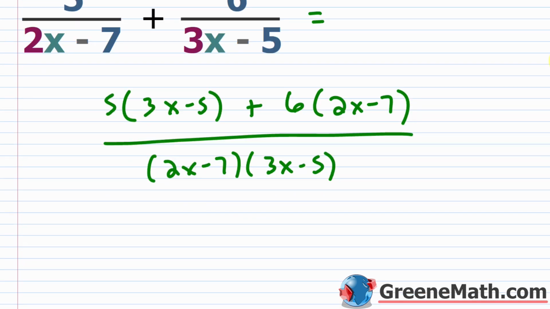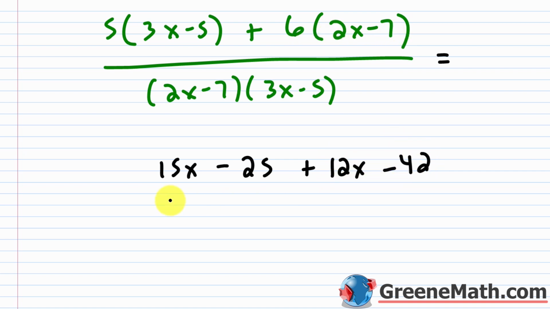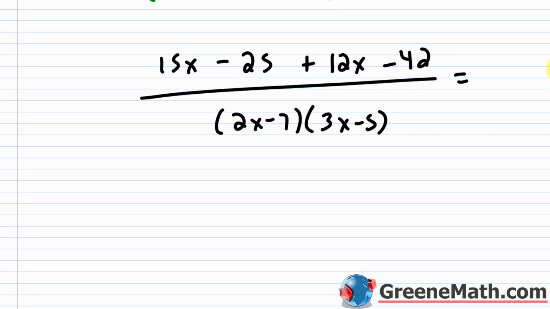So let's come down here to put equals, and we're just going to simplify. So 5 times 3x is going to be 15x, and then minus 5 times 5 is 25. And then plus 6 times 2x is 12x. And then minus 6 times 7 is 42. We'll put this over this common denominator of 2x minus 7 times this 3x minus 5. So these two quantities. And really all we have to do is simplify in the numerator.